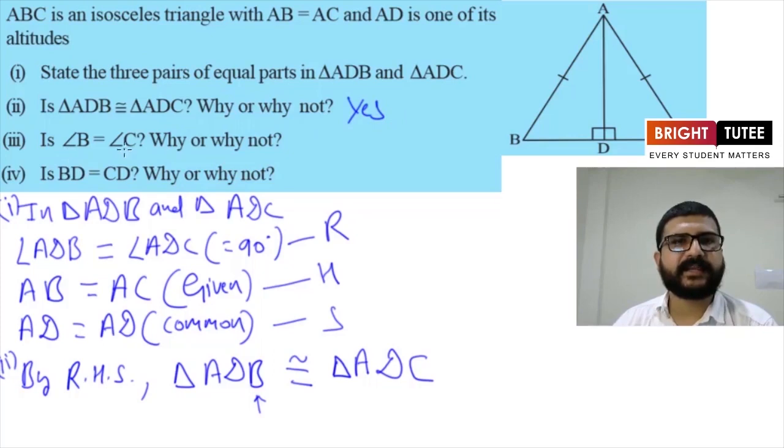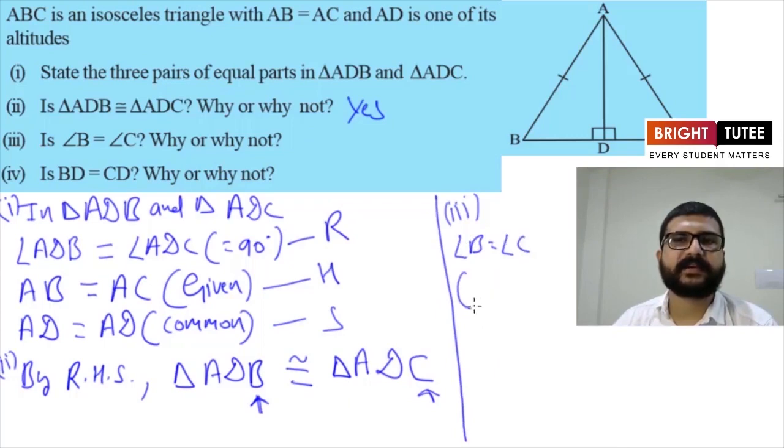And the next question here is, is angle B equal to angle C? Now what do you think? Here is B and here is C. Yes, from this relation itself we can say that angle B is equal to angle C. So the third part of the question is angle B equal to angle C. And why are they equal? We can say corresponding parts of congruent triangles, that is CPCT. And we know corresponding parts of congruent triangles are equal. So it means angle B is equal to angle C, and for the reason we have to write CPCT. So the answer for this question will be yes.